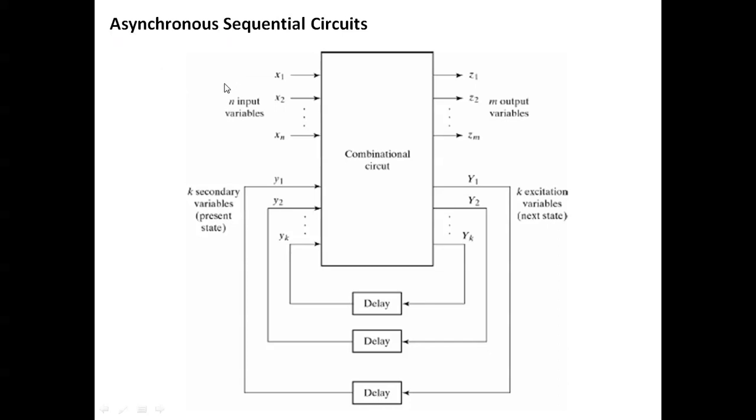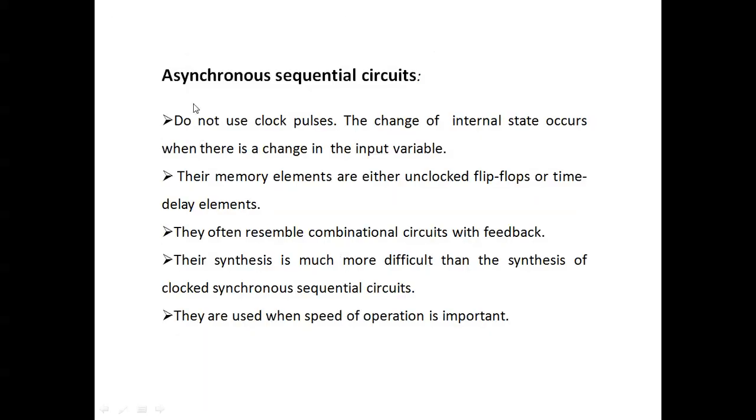Synchronous means that all the devices are connected synchronously, so when it is triggered, all the devices are triggered at the same time. Asynchronous means the devices are triggered one by one. So these are the asynchronous sequential circuit characteristics.